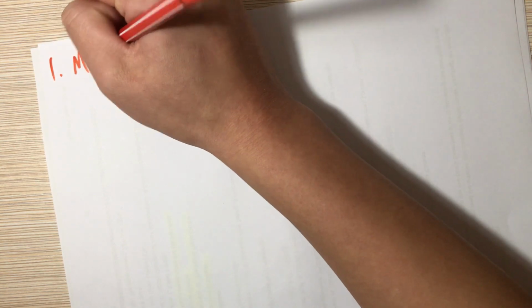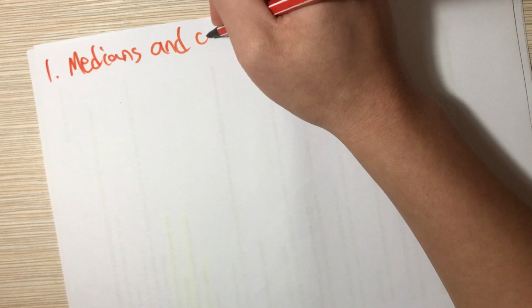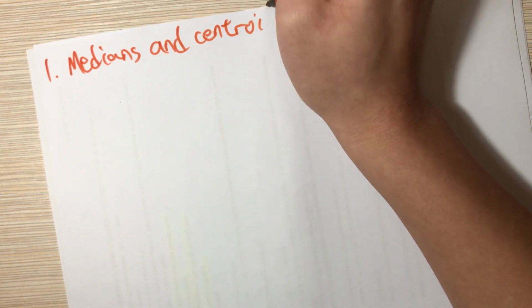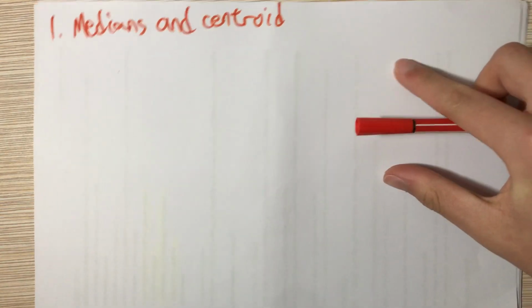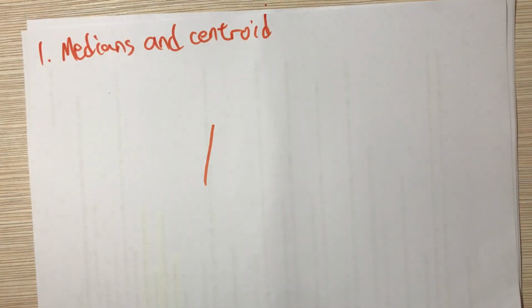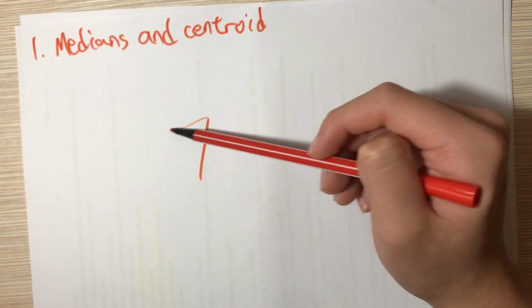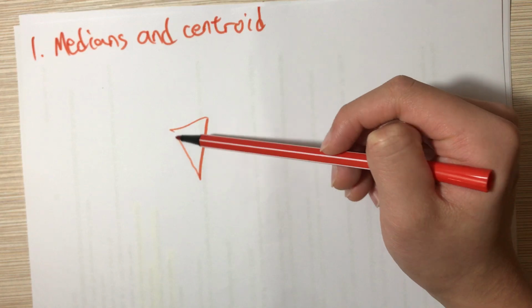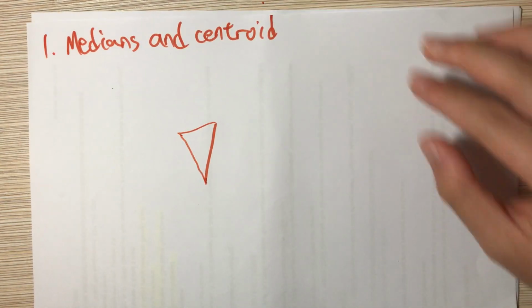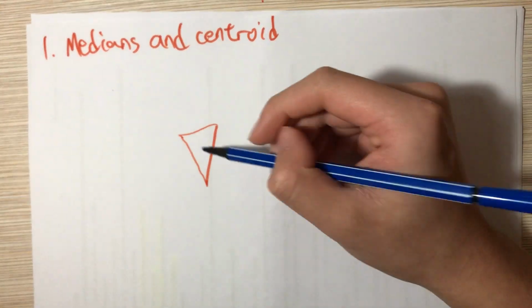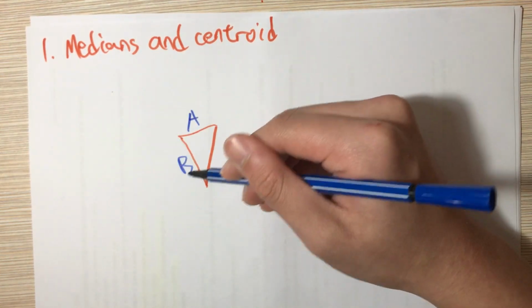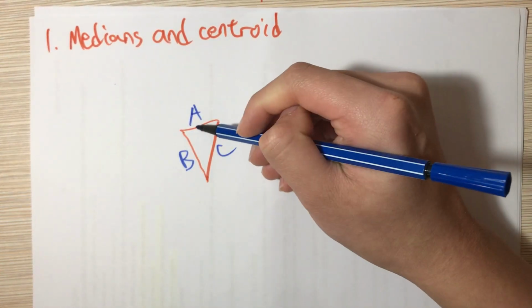let me write this down for you. Medians, and centroid. Okay, consider we have a triangle, regardless of what it is. No matter if it is an isosceles triangle, equilateral, or none of them, we can still use this. Now, medians is just we have to find out the middle point of each line.